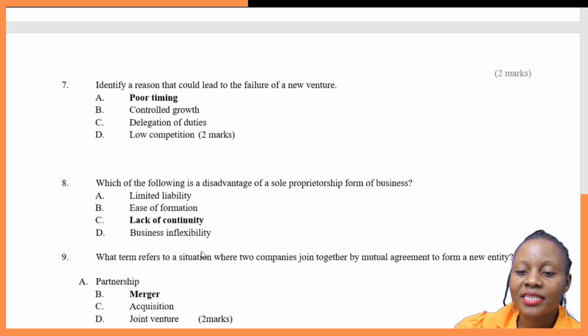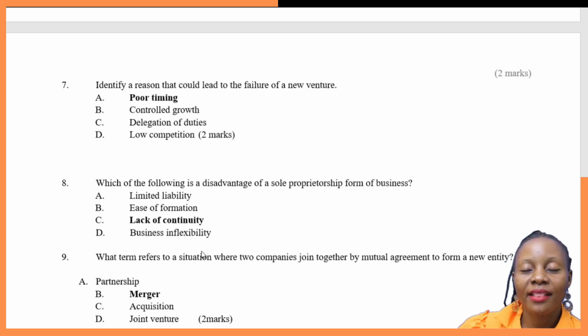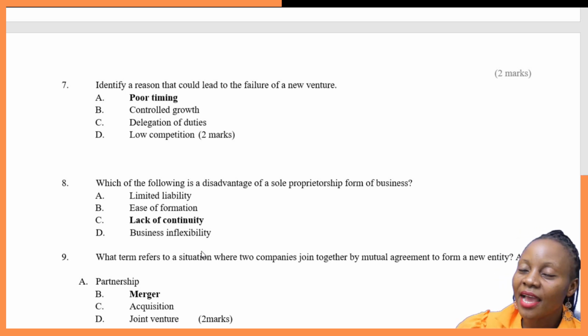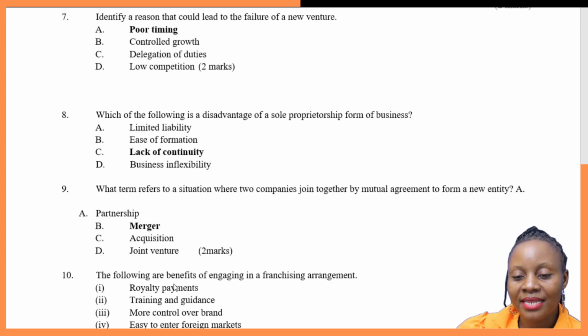And then we have number 9. What term refers to a situation where two companies join together by mutual agreement to form a new entity? Our answer is letter B, merger. A merger is whereby two different companies come together, join together, form a different or a new entity, and basically continue doing the business. So merger is that form of business that will make two companies agree, form one company, which will become new. So our answer is letter B.